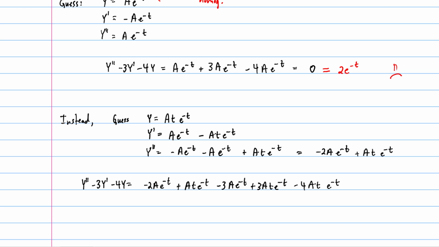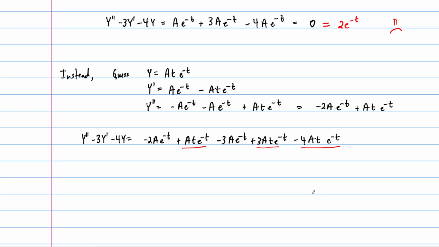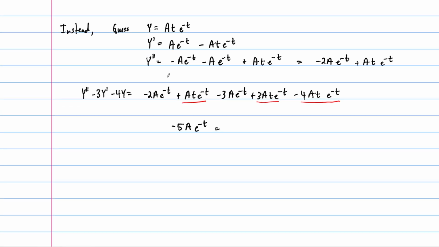And look, at this time, what happens is the terms that have the t e to the minus t are the ones that end up canceling now. So 1 plus 3 minus 4, that's 0, right? And the other two terms combine to give us minus 5a e to the minus t. That's good, because the right-hand side is supposed to be 2 e to the minus t, right? And so at this point, we see these cancel, and we can solve for a, right? So a has to be minus 2/5.